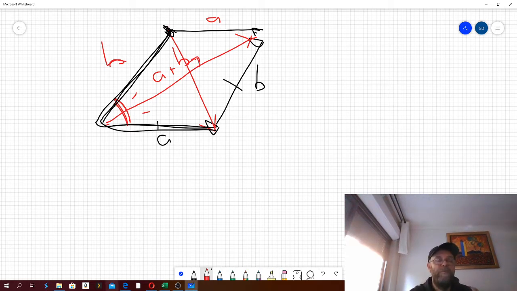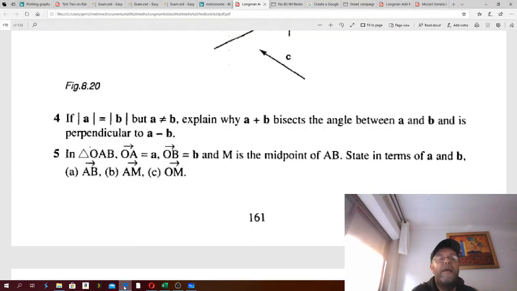And so therefore we've answered question number 4 now. If you go back and have a look at what they said there, they said show or explain why A plus B bisects the angle. Well, we've shown that on the diagram because of the rhombus, and why A plus B is perpendicular to A minus B.